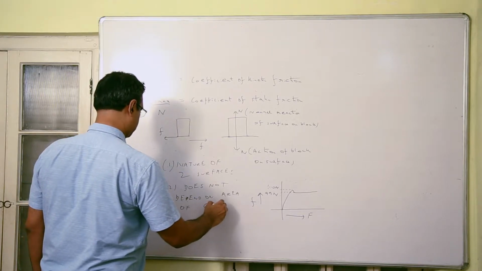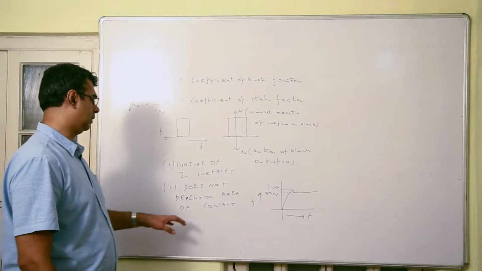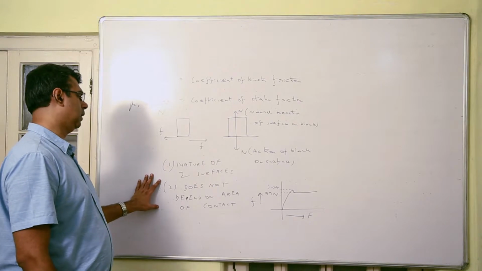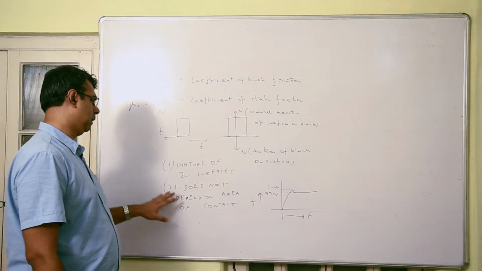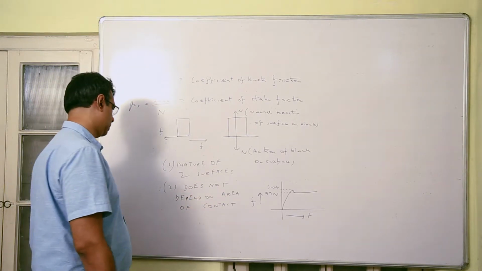So it's not that if you have a larger area of contact, then you will have a greater amount of friction. It's not like that. So friction coefficient depends on the nature of the two surfaces, but it does not depend on the contact area between those two surfaces.